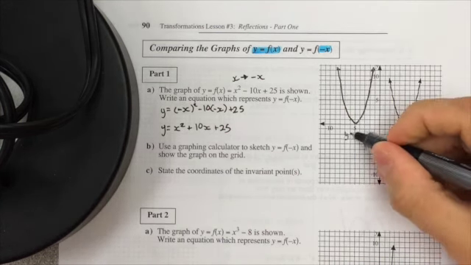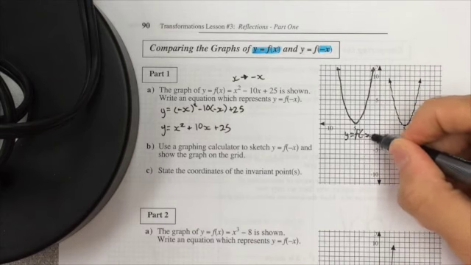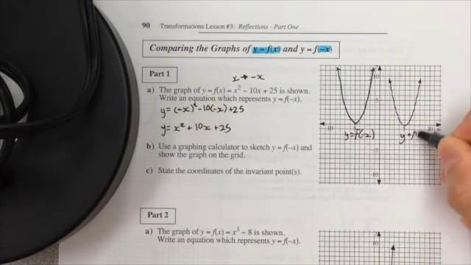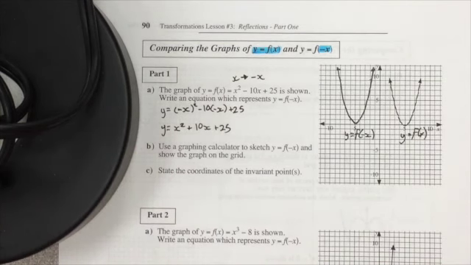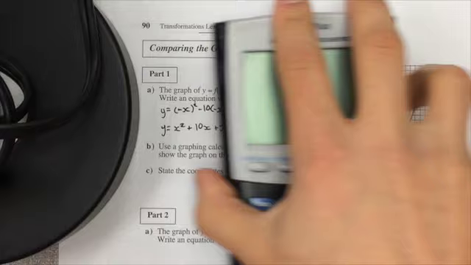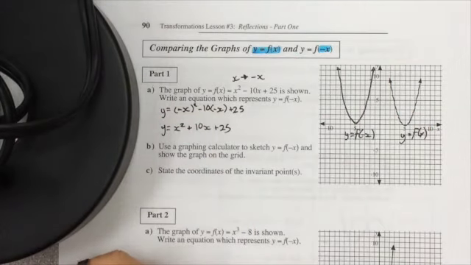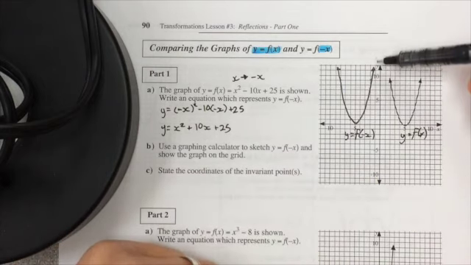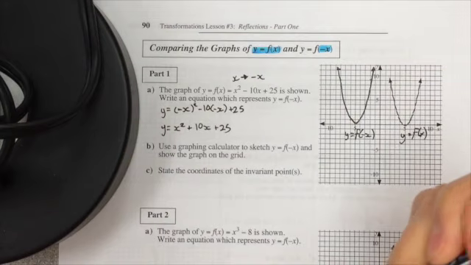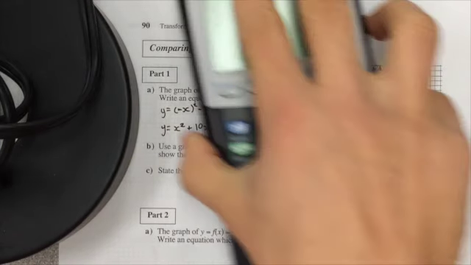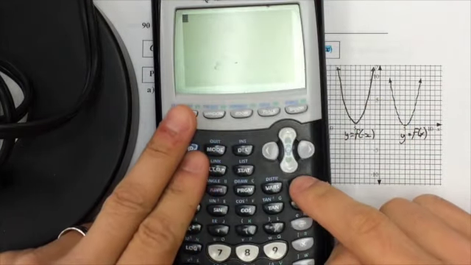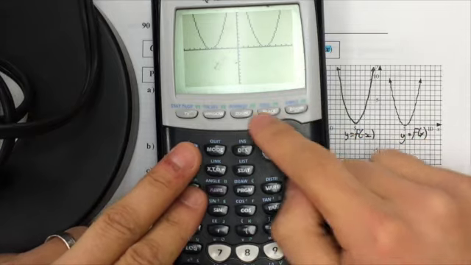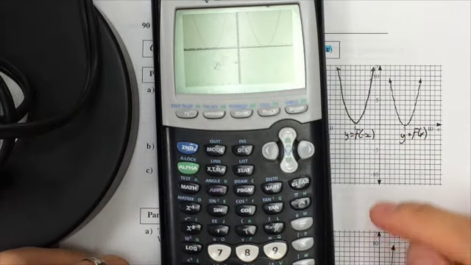Alright, so this would be y is equal to f of negative x, whereas this is y is equal to f of x. Now, state the coordinates of the invariant points. Now, you can't really see where the invariant point is in this case. And the reason is because both of these lines are going to be continuing up to the top. And so what we're looking for is where these lines would actually intersect the first time. And so in order to see that, we'll probably have to zoom out.